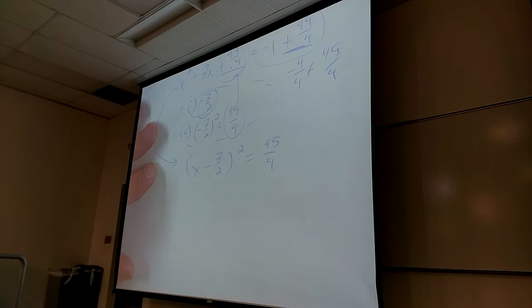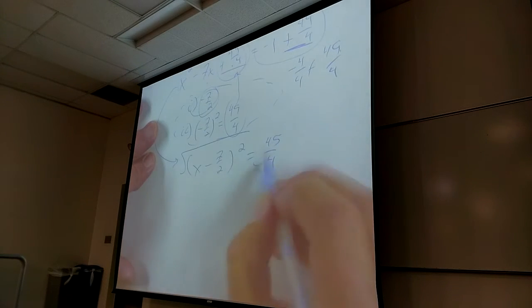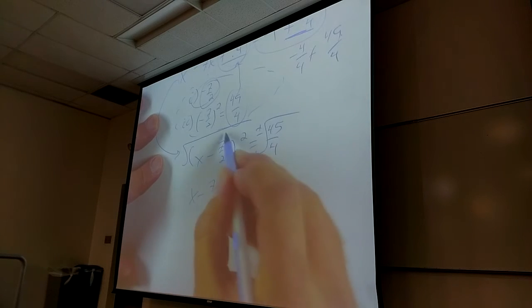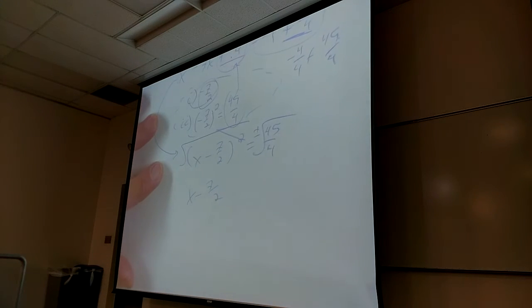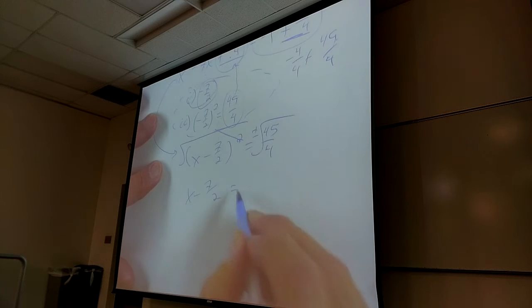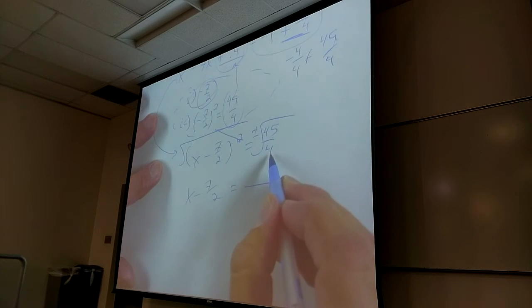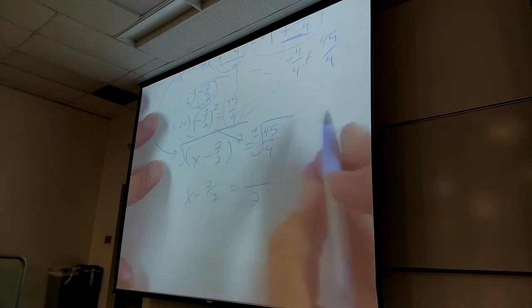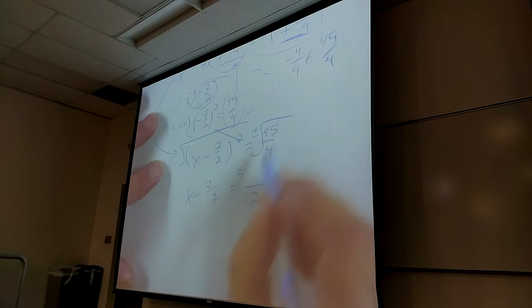Now what do I do? Say again? Square root. So you've got x minus 7/2, so I'll do that side. Equals, what goes in the bottom here? 2 on the bottom. 45 you can break up. Yeah, 45 is square root of 9, square root of 5.